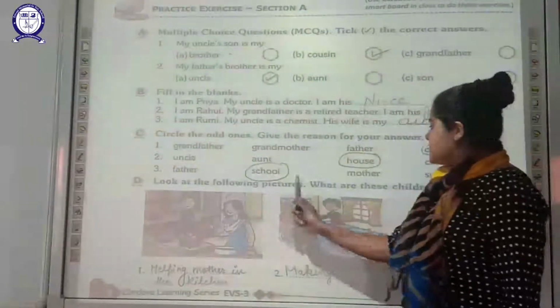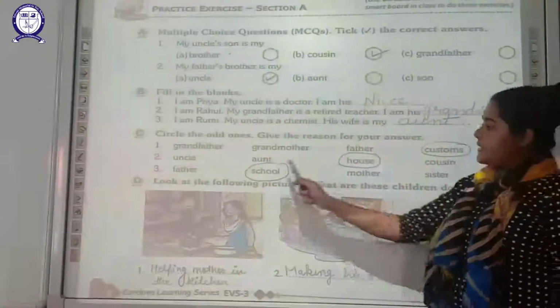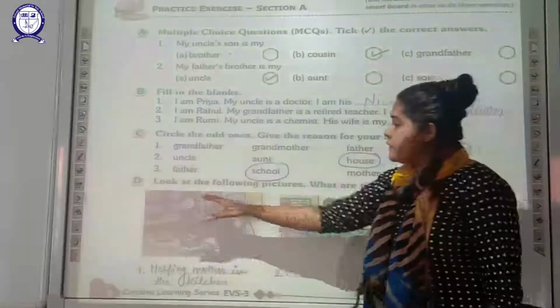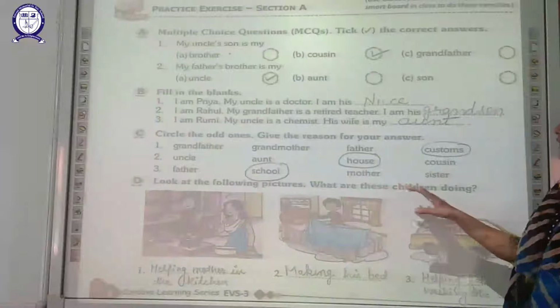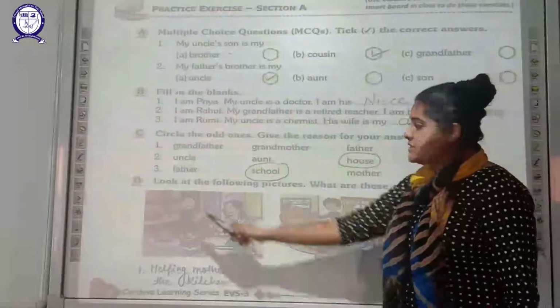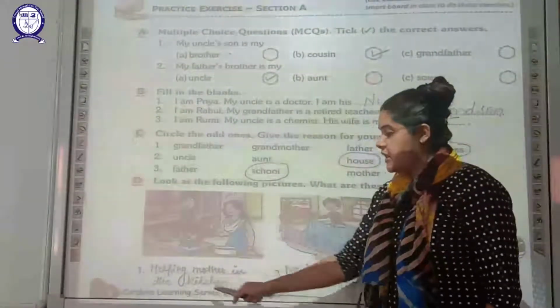Lastly, father, school, mother, and sister. Here these are all relationships, and here the school will be considered as the odd one. Next, you have to look at the following pictures and tell what these children are doing. So you can see in the first picture, this child is helping her mother in the kitchen. So, helping mother in the kitchen.